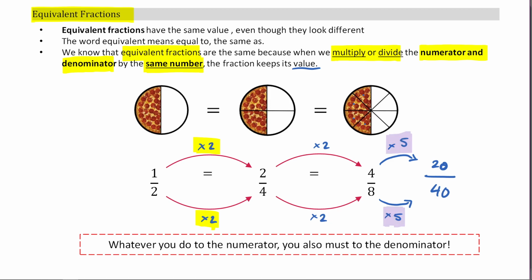So this is the most important thing I will tell you in this lesson, and that is whatever you do to the numerator, you must also do to the denominator. So if you're going to times the numerator by 2, you must times the denominator by 2. If you times the numerator by 5, you must times the denominator by 5. Whatever you do to the top, you must do the exact same thing to the bottom. So that is an introduction to what equivalent fractions are. We're now going to jump into a few examples.